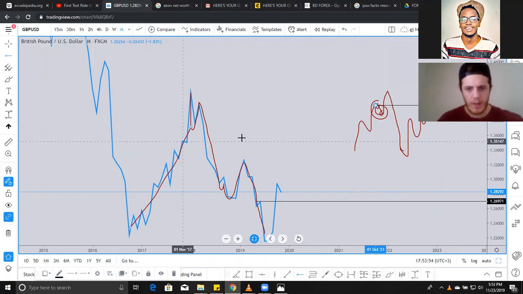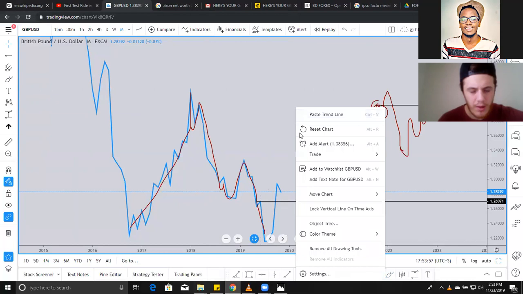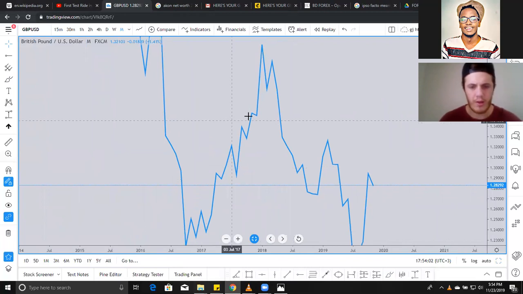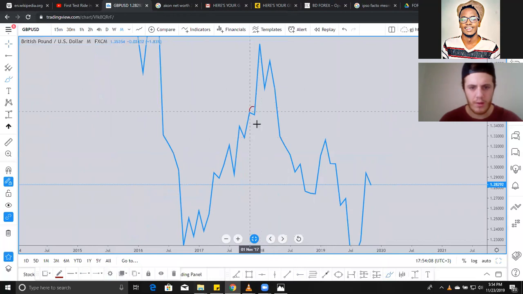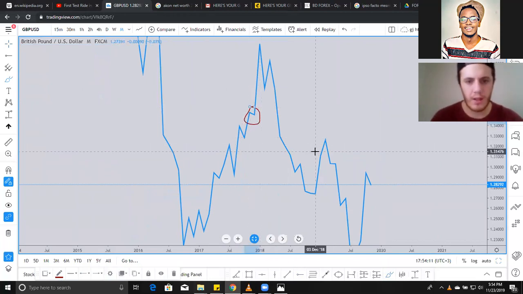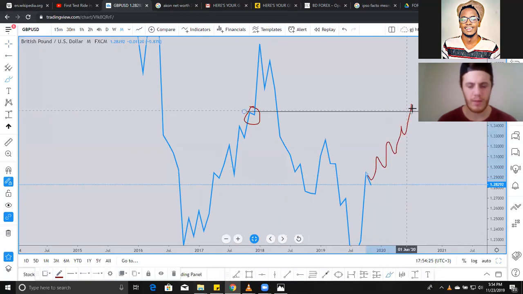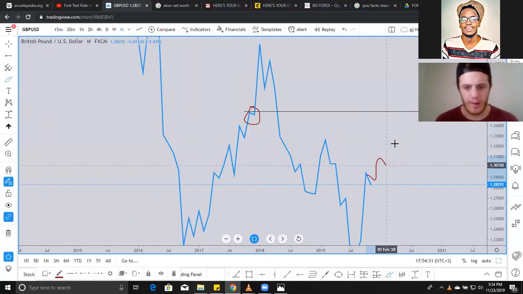Translating these highs into GBP USD, we see that the last highs and lows are here. Perfect. So that means we can expect price to rally all the way back to testing this invalidation point there essentially. We are expecting to test this invalidation point.